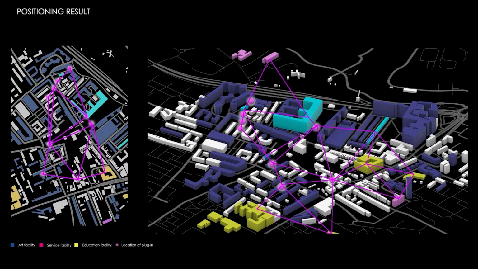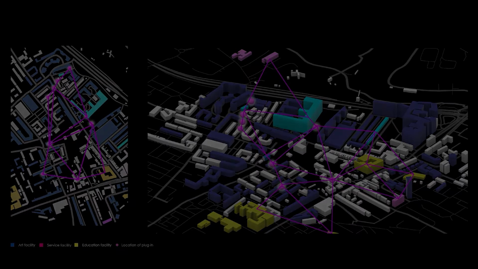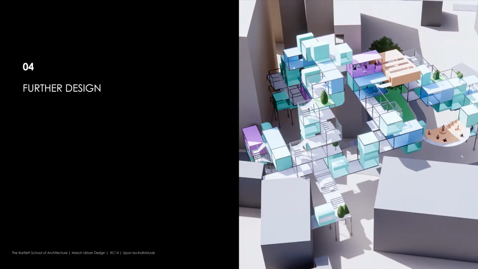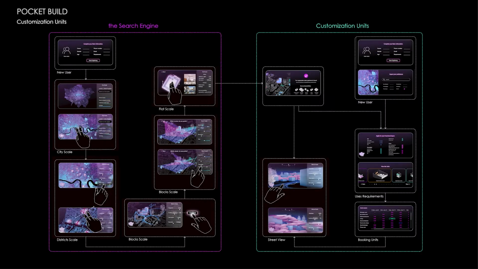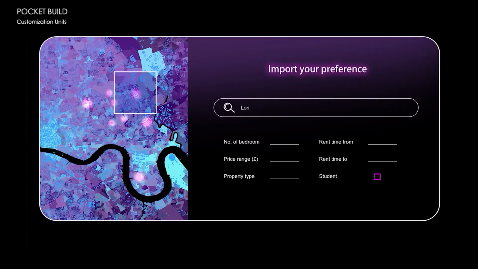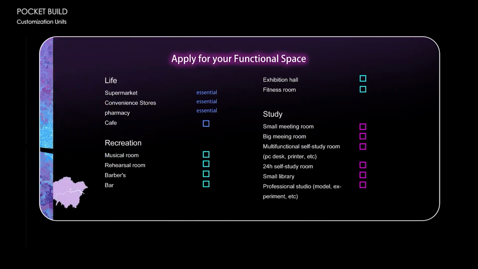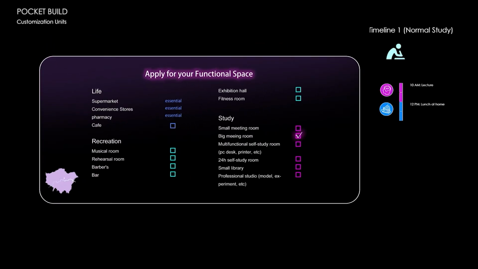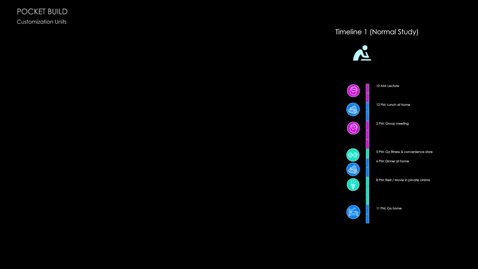Then, we got the final calculation result, or the most appropriate positioning of clusters. For the more detailed design, it will take into account the latest requirements from students to achieve customization, by which the Pocket Build becomes a public platform that collects the collective intelligence from the students in a distributed network.